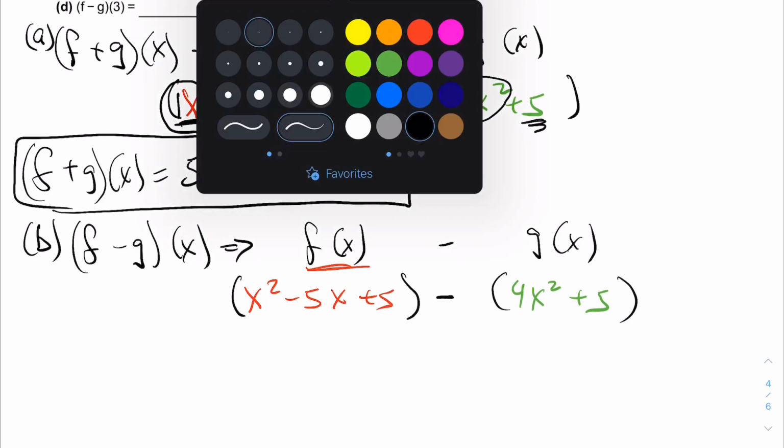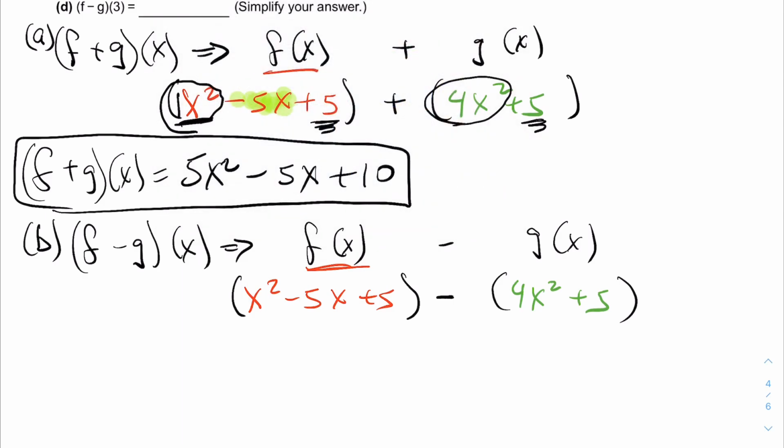Now we can just go ahead and combine like terms, but we're going to probably screw it up if we do that. We need to distribute this negative. So now it's minus 4x squared, and negative times a positive 5 is minus 5.